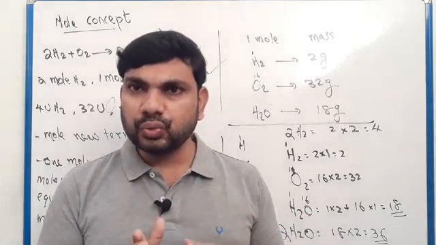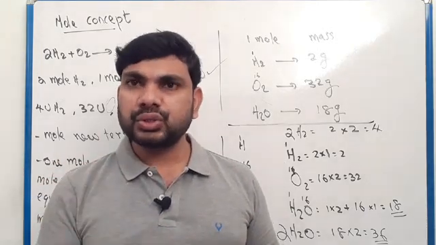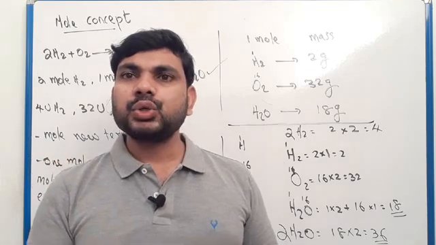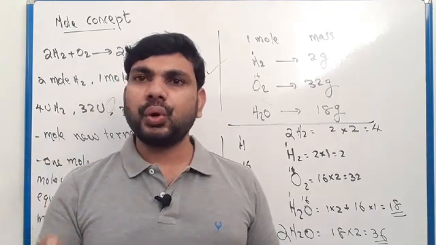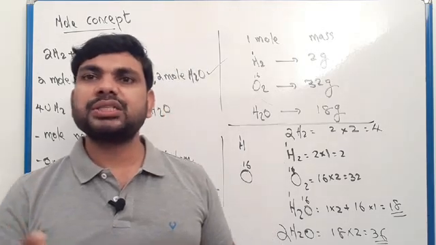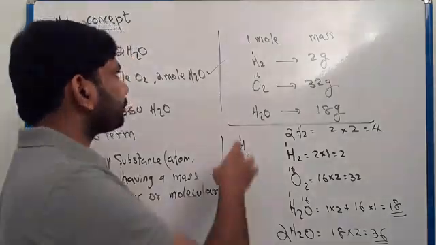1 mole of H2O means, we know the molecular mass of H2O is 18. So 18 gram H2O is 1 mole. Okay, I will give you some other examples.